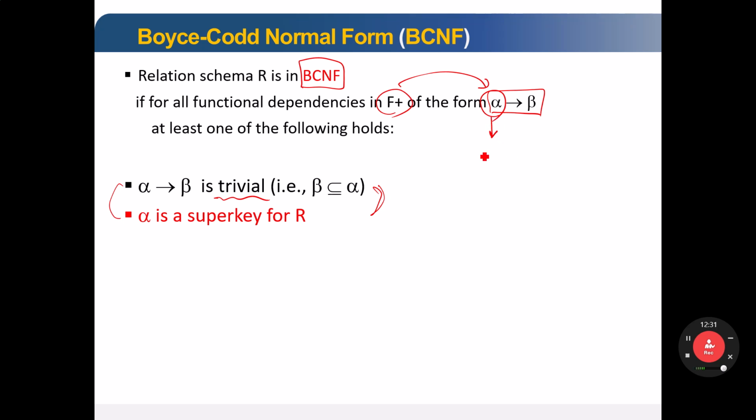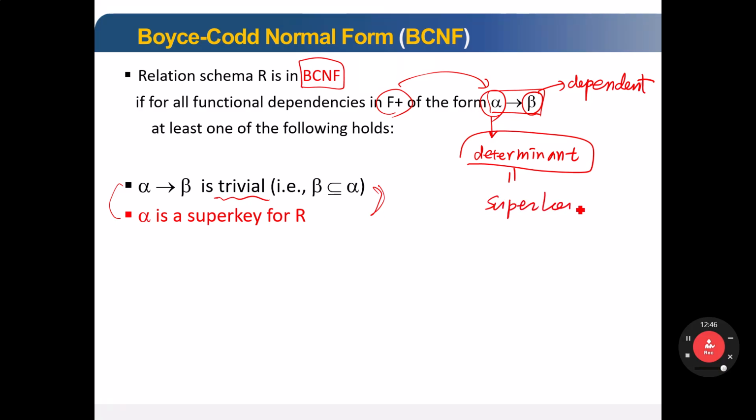We call this left term the determinant, and we call this right term the dependent. So if the determinant is a superkey of your table, then your table is in BCNF. Okay? No need to worry about this first rule, it's so trivial. Nobody cares about trivial functional dependencies. So most of the time, you just need to check whether the determinant, whether the left term of this arrow is a superkey or not. If the left side is a superkey, then your table is in BCNF.